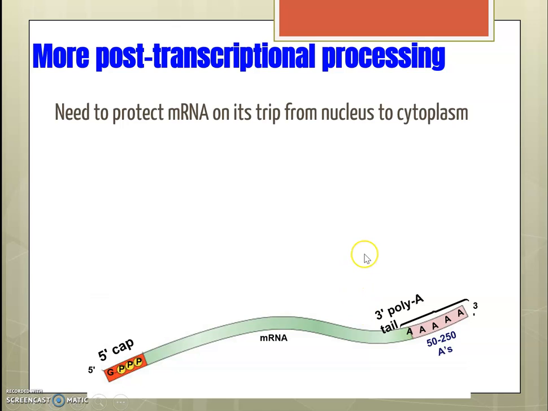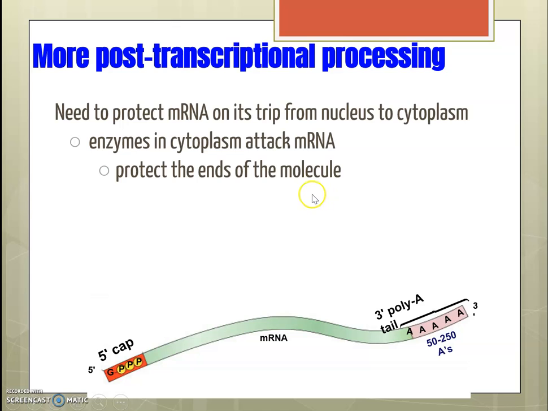So this is more post-transcriptional processing. We need to protect the mRNA on its trip from the nucleus to the cytoplasm in finding that ribosome to become translated into a protein. So the enzymes in the cytoplasm attack the mRNA. So they have to protect the end of the molecule.